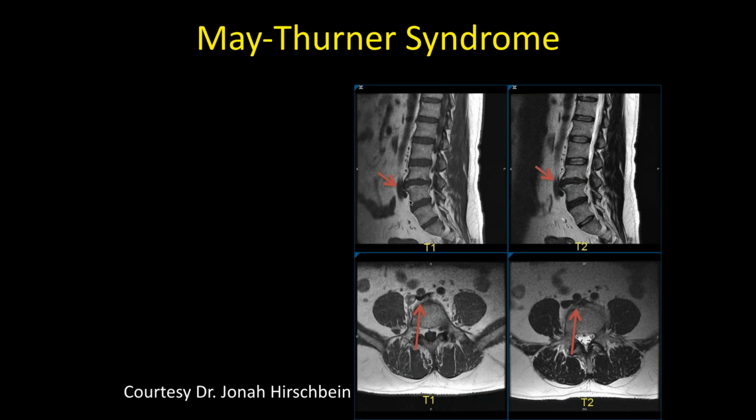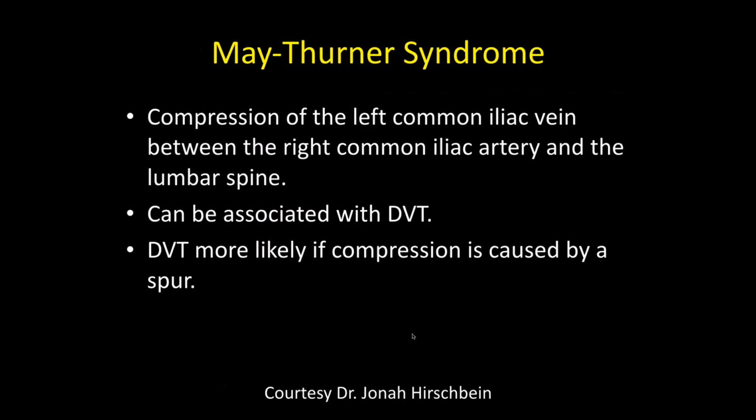So be aware of some of the variants that can occur in the vessels in this area, which may need to be described. The patient had degenerative disease, but that had nothing to do with the May-Thurner syndrome. This is an aberrant left common iliac vein, which goes posterior to the iliac artery, and it can be associated with DVT, and it can also be a cause of some pain. It can be worsened if you have spurs or disc disease at that level.